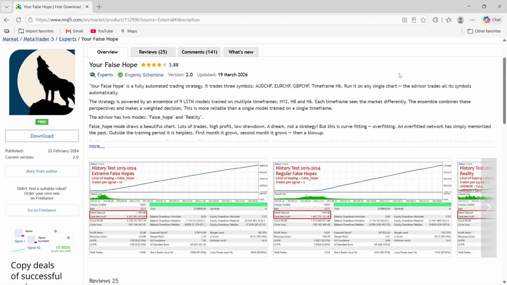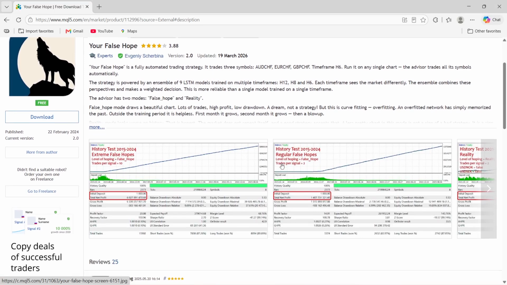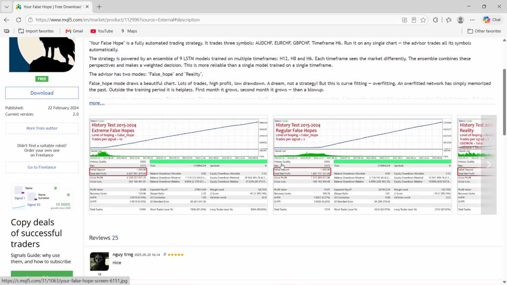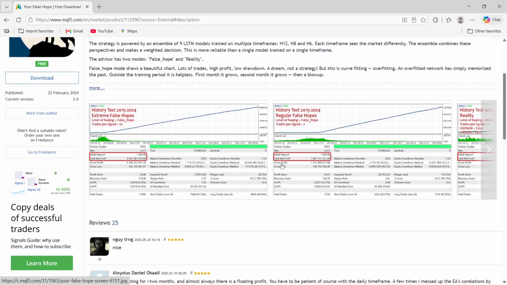Hello traders, in this video we are going to be taking a look at a pretty unusually named expert advisor for MetaTrader 5 called Your False Hope EA. It's a machine learning based system that the developer built very deliberately to make a point about curve fitting. But of course, the big question for us is, does it actually have any edge, or is it just a lesson wrapped in an EA?